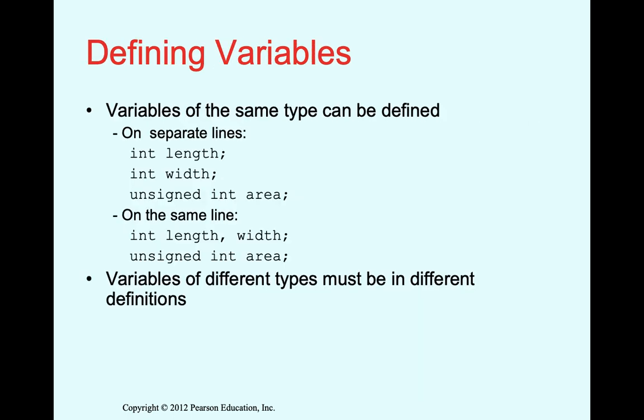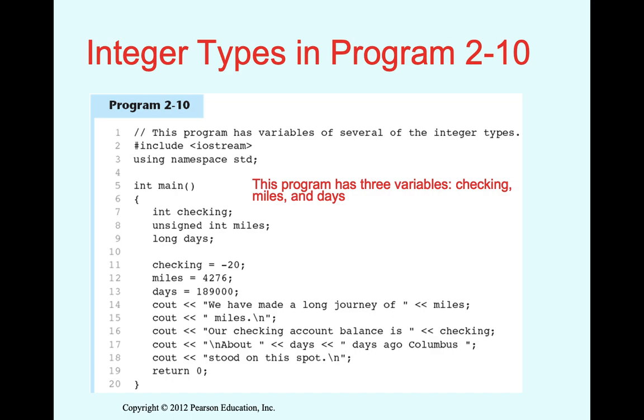Variables of the same type can be defined in separate lines. If you want to define 2 variables, you can define each one in its own line, or you can define them in the same line if they are of the same type. If they are of different types, they have to be in different lines. This is an example.